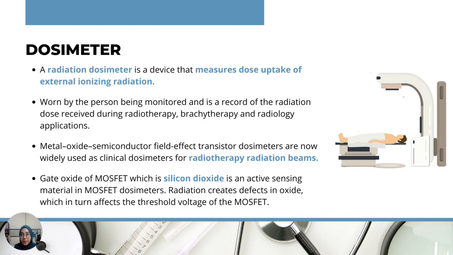Moving on to the next part, which is about the dosimeter. A radiation dosimeter is a device that measures dose uptake of external ionizing radiation. It is worn by the person being monitored and is a record of radiation dose received during radiotherapy, brachytherapy, and radiology applications. MOSFET transistor dosimeters are now widely used as clinical dosimeters for radiotherapy radiation beams. The gate oxide of the MOSFET, which is silicon dioxide, is an active sensing material in MOSFET dosimeters. Radiation creates defects in the oxide, which in turn affects the threshold voltage of the MOSFET.